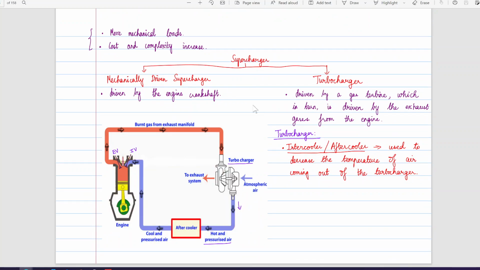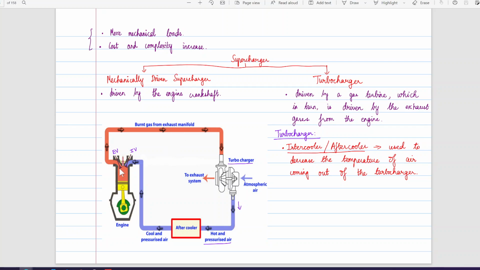So superchargers can be classified as mechanically driven superchargers or turbochargers. The mechanically driven superchargers are driven by the engine crankshaft, and it works every time the engine is active. On the other hand, the turbocharger is driven by a gas turbine, which is in turn driven by the exhaust gases coming from the engine.